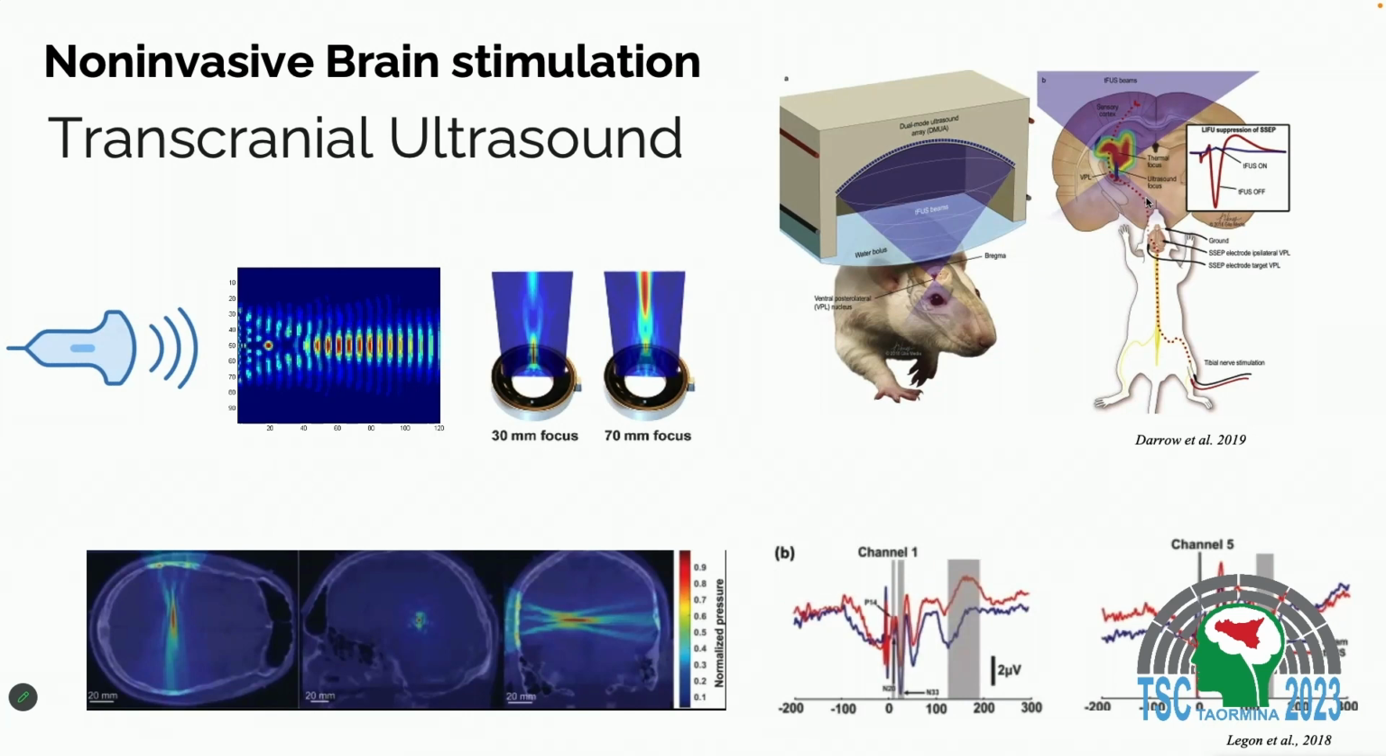This has been replicated in humans as well. So this is a human study coming out of Ligon's lab, where they actually focused a beam of ultrasound down to the thalamus, so one of the deepest targets in the human brain. And they were able to focally disrupt the somatosensory evoked potential again. So it shows quite how focused ultrasound can be.